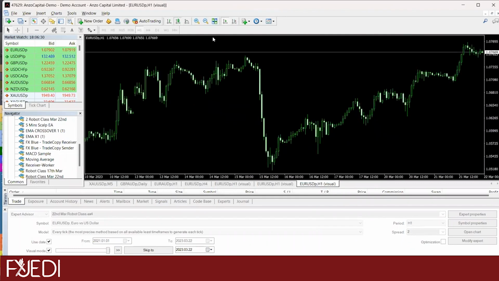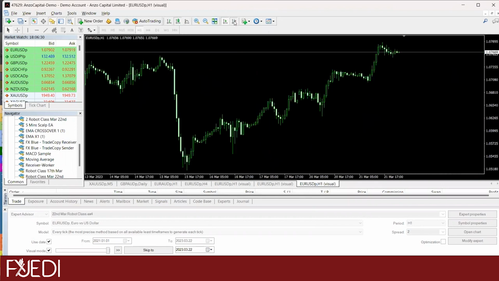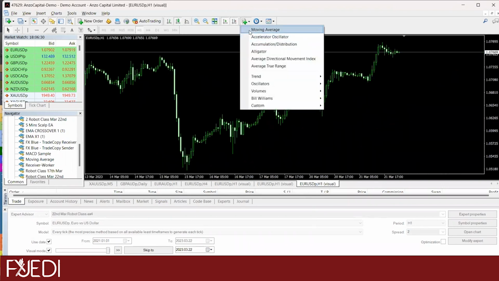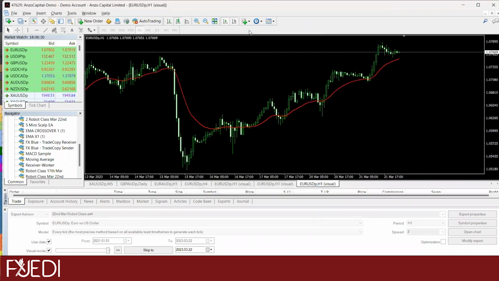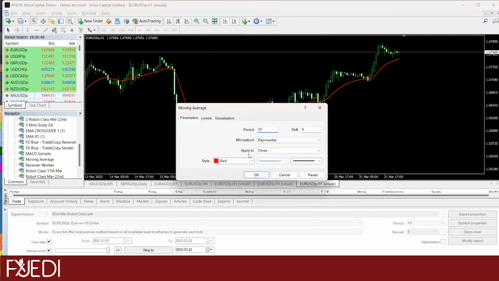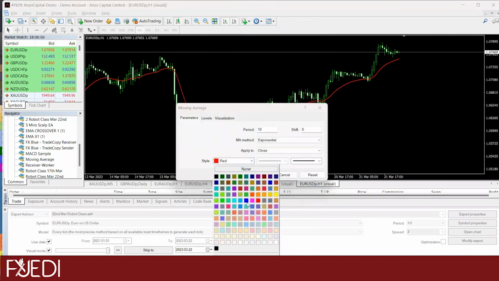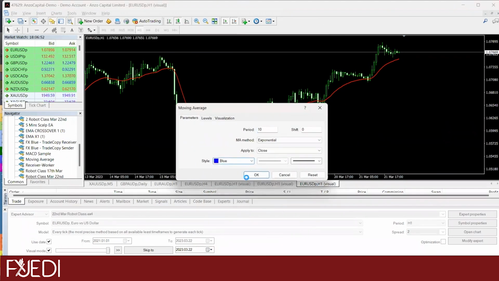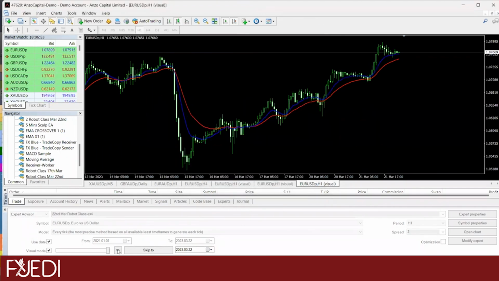Let me just put in our moving averages so we can see what's happening. Okay, so that's the 20 period moving average. Let's add the 10 period moving average as well. And I think we're good. So once it loads up and collates the data, we would see the effect of what we just did. Okay, so let's see how that goes.